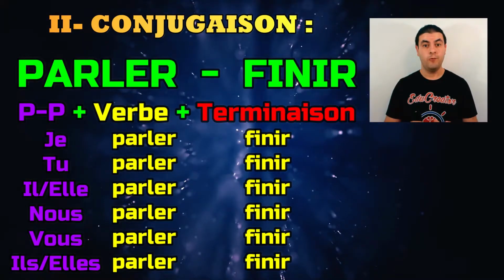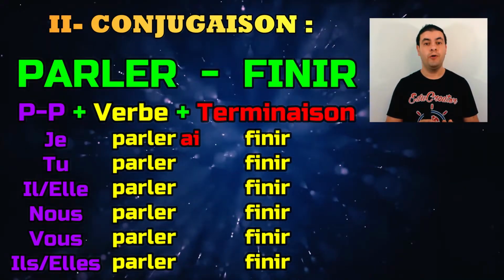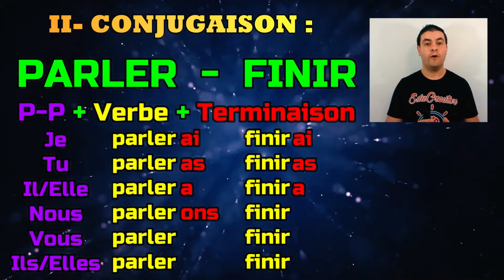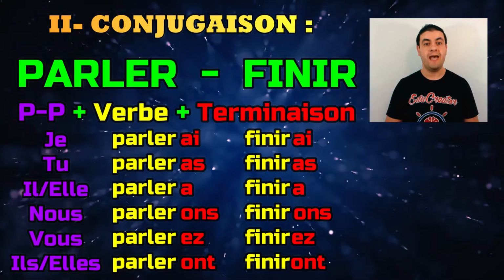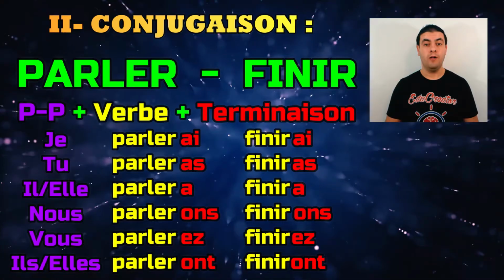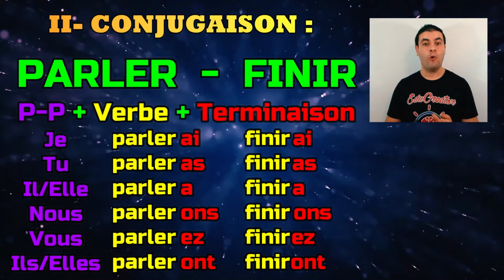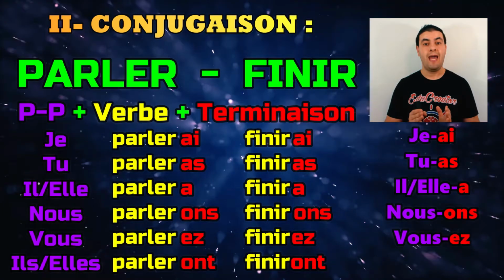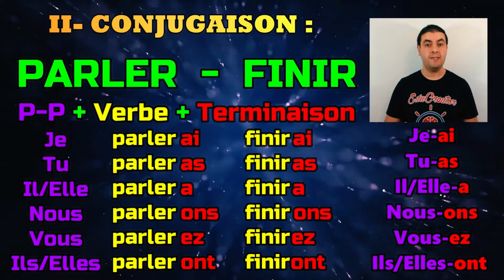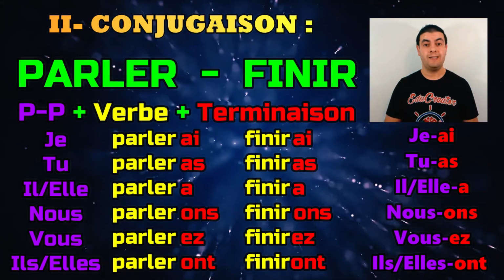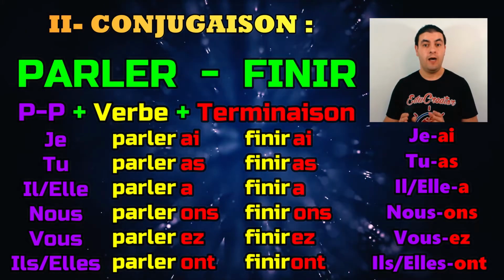Let's go to the last part now, which is the ending. Here, like you know, each personal pronoun takes a specific ending. For je, you put AI. For tu, AS. For il, elle, you put A. Nous, you put ONS. Vous, you put EZ. And the last one, ils, elles, you put ONT. It's not ENT, it's ONT. I will repeat them quickly in English. For je, it's going to be AI, tu, AS, il, elle, A, nous, ONS, vous, EZ, and ils, elles. It's not like present like I told you. You do not put ENT at the end. It's going to be ONT, ONT.